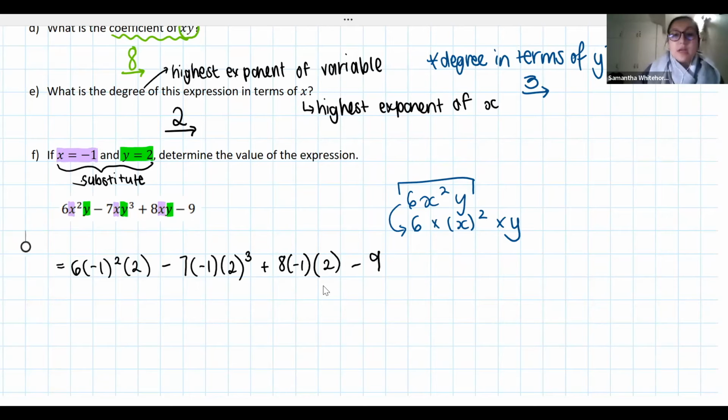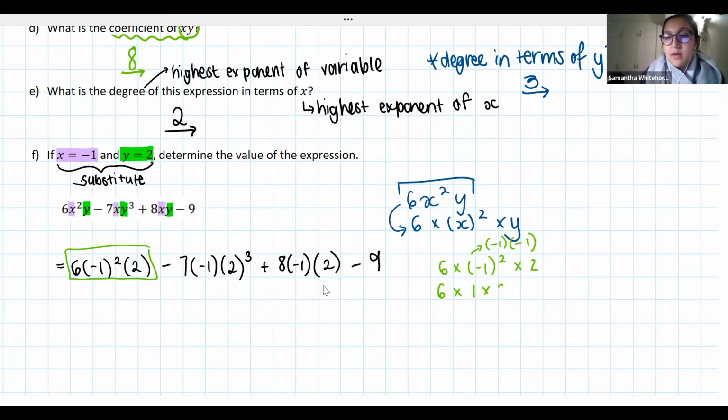Okay, so if we just look at this first term, I'm not going to do this for all of them, but just so that you can see. 6 times -1 squared times 2. That's what that first term is asking us to do. So BODMAS tells us to deal with the exponent first. -1 squared means -1 times -1. A negative times a negative is a positive, so times +1 times 2, which means the value of this first term is 12. And I'm going to do the same thing with each of my terms.